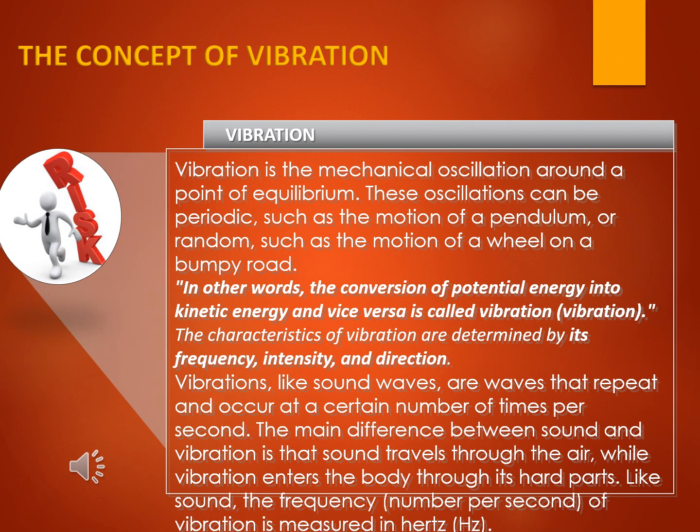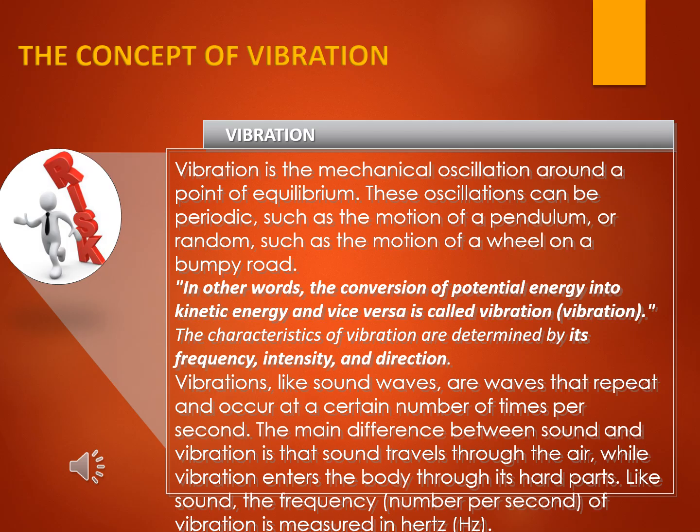Vibration is the mechanical oscillation around a point of equilibrium. These oscillations can be periodic, such as the motion of a pendulum, or random, such as the motion of a wheel on a bumpy road. In other words, the conversion of potential energy into kinetic energy and vice versa is called vibration.